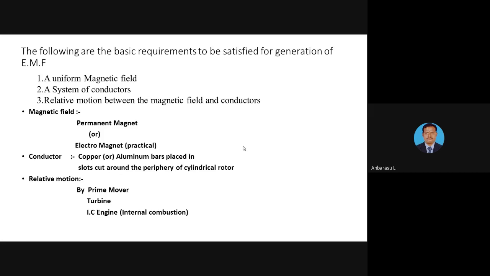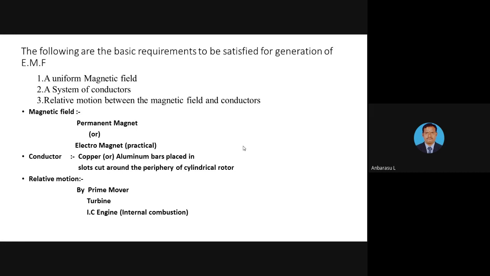Here, for the first one, the magnetic field, either a permanent magnet or an electromagnet can be employed. For a small DC generator, we can employ a permanent magnet. For a large DC generator, we can utilize an electromagnet. So practically, an electromagnet is applied for practical purposes.